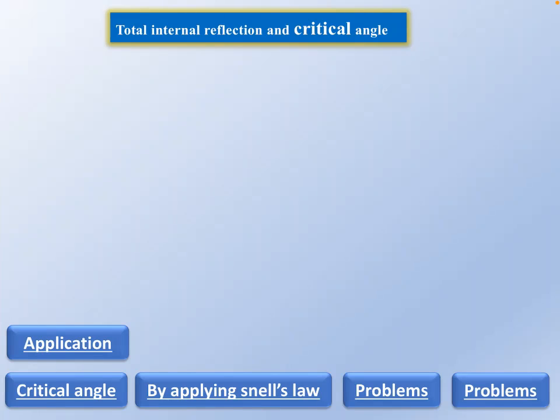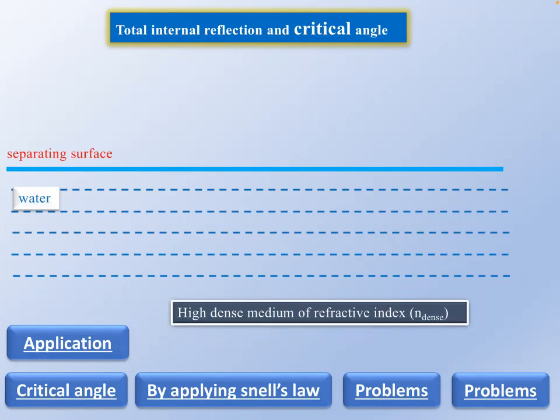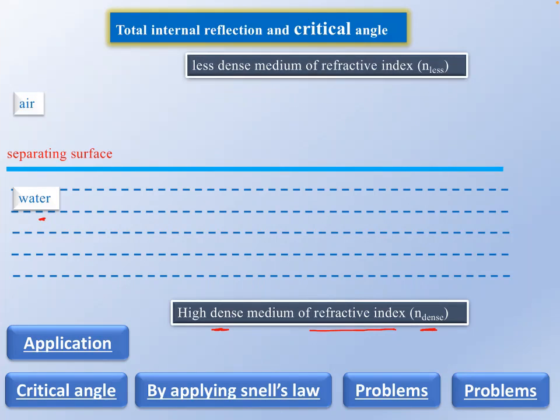Our lesson today is talking about total internal reflection and the critical angle. First thing, I will get a separating surface between two media. The first medium is a high dense medium of refractive index n dense, like water. The second medium is a less dense medium of refractive index n less, like air. When we have a light source in the high dense medium, this is the light source.